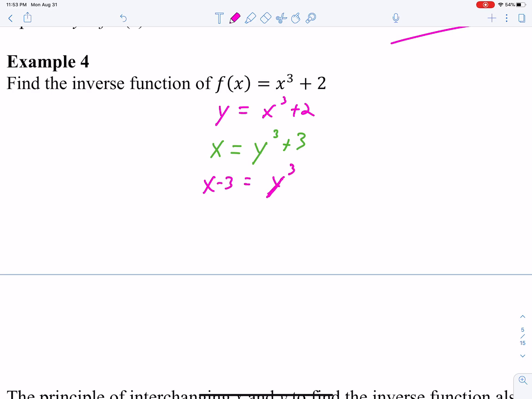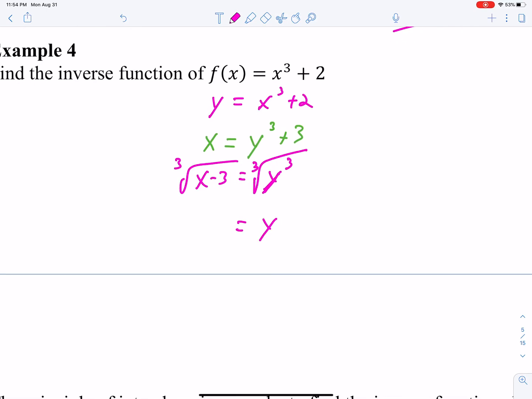Right? Now you got to think, well, how do we get y by itself? Well, if it's y cubed, then we cube root it. Remember, a cube and a cube root undo each other. So you can use parentheses, you can use exponents or radicals. It does not matter. Oops. Third root there. And a third root there. So that leaves us with y equals the third root of x minus 3.